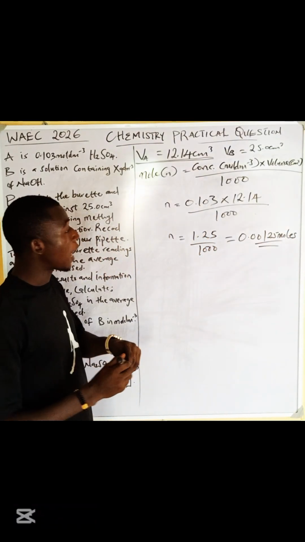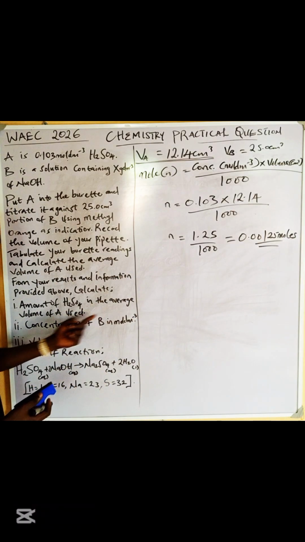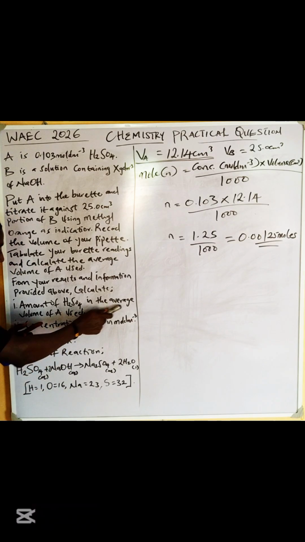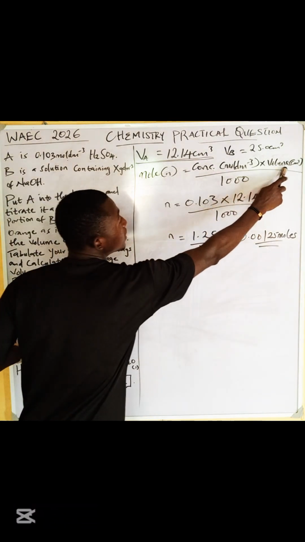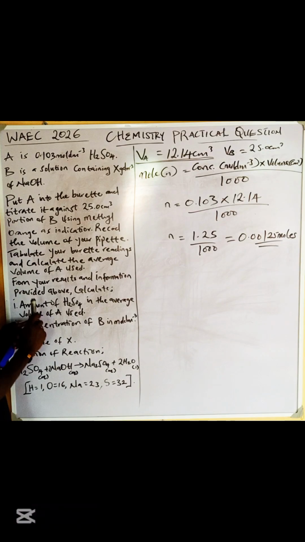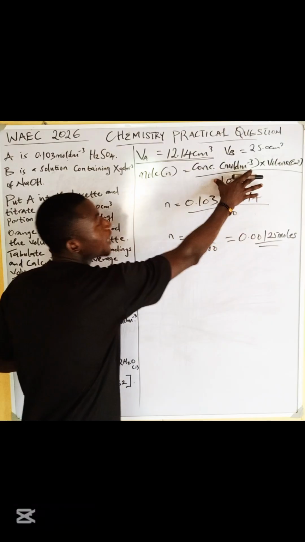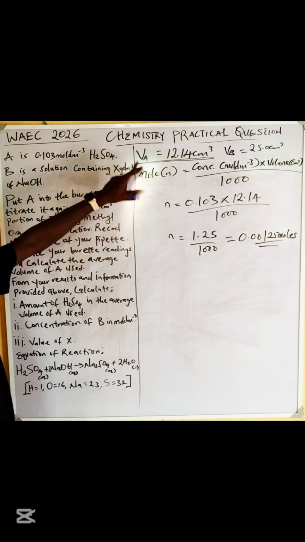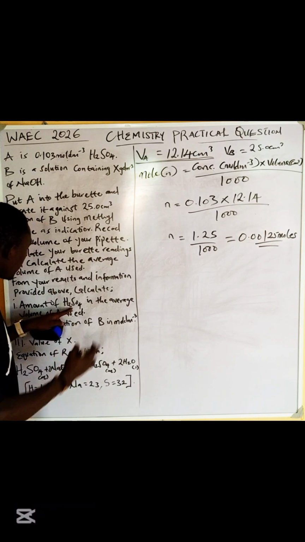So this is the amount of H2SO4 in the average volume of A used. Remember, I said if you are given a value here, let's say 23 or 12, any value, you will use the value in this place. If it is given in cm cube, you will divide by 1000. But if it is given in dm cube, you don't need to divide by 1000. That is very important. All right. So this is the amount of H2SO4 in the average volume of A used.